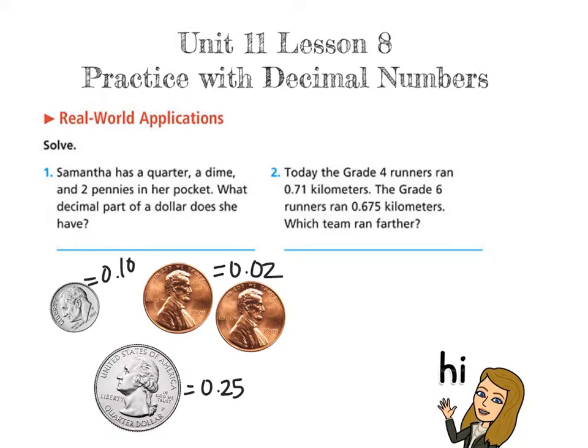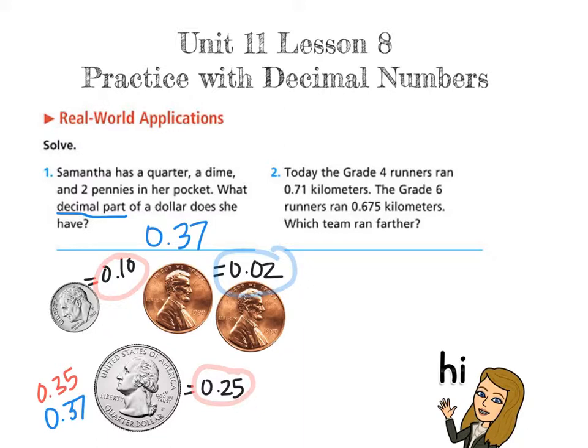So first, let's add the 25 cents plus 10 cents. So far we are at 35 cents. And then if I add 2 pennies to that, that would give me 2 more cents, which would be 37 cents. So what decimal part of a dollar does she have? She has 37 hundredths of a dollar.